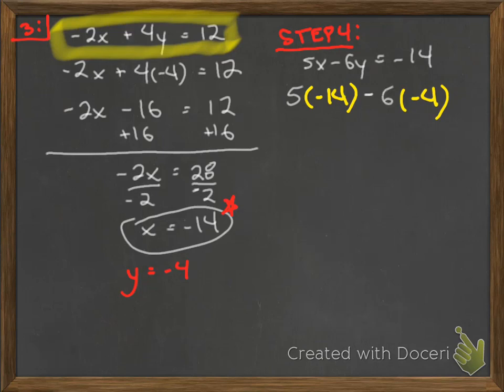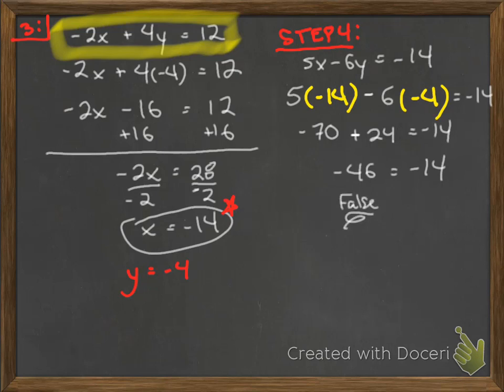So I'll just bring down the equation around those numbers. So 5 times negative 14, well, I think that is negative 70. Negative 6 times negative 4 is positive 24. Just looking at that already, I can tell you that that is not going to give us the correct answer, but just for the sake of being thorough, I'll go ahead and do the math for you. So this is going to be negative 46. So you have negative 46 equals negative 14, which is false.